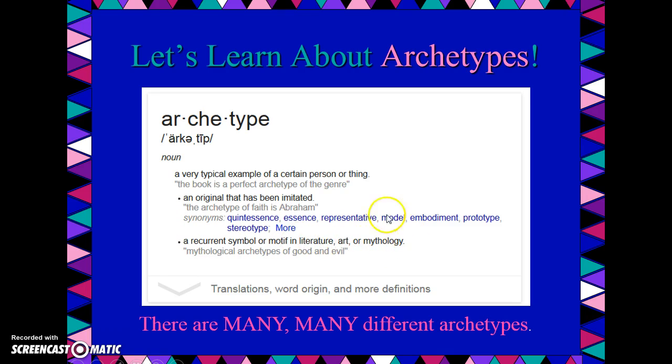Okay, so an archetype, when we're thinking about literature, is generally a type of character. So you can lump different types of characters into categories, and authors can use that when they're building their characters, and readers can use that to kind of know what to expect out of certain characters. There are many, many different types of archetypes.